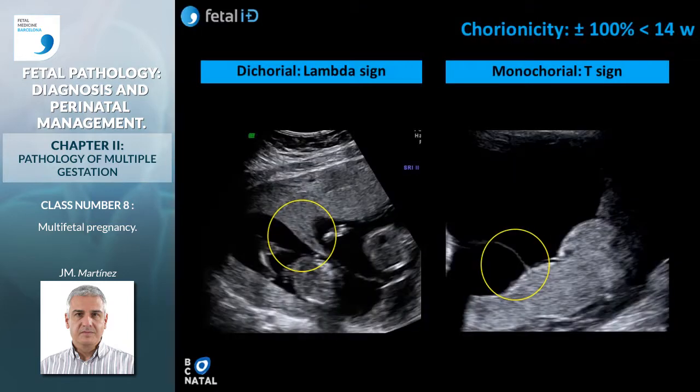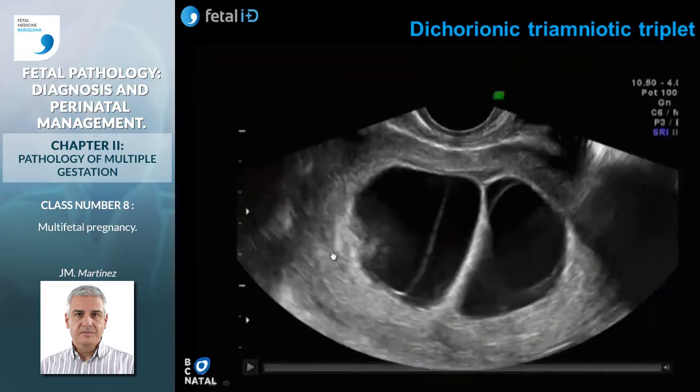The chorionicity should be diagnosed before 14 weeks of pregnancy. We have the lambda sign, in which there is placental tissue separating the membranes. It will be a bichorionic pregnancy, and if there is the T sign, without placental tissue in the membranes, it is a monochorionic gestation. This is an example.